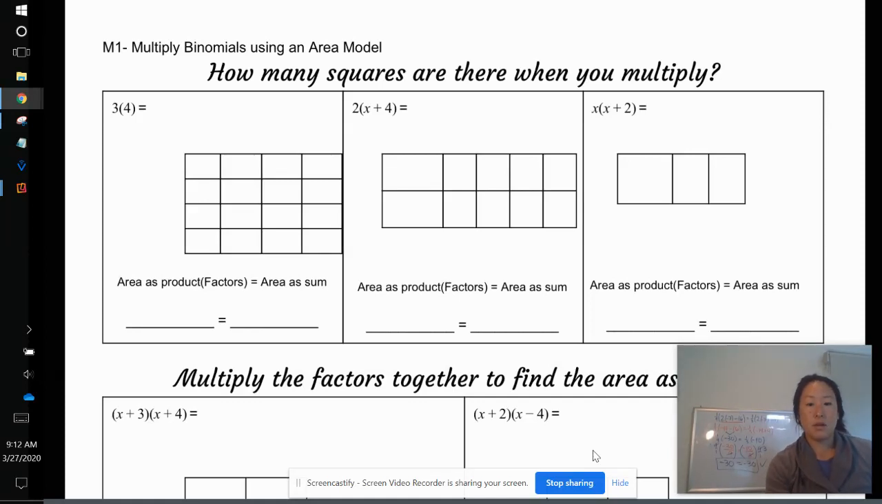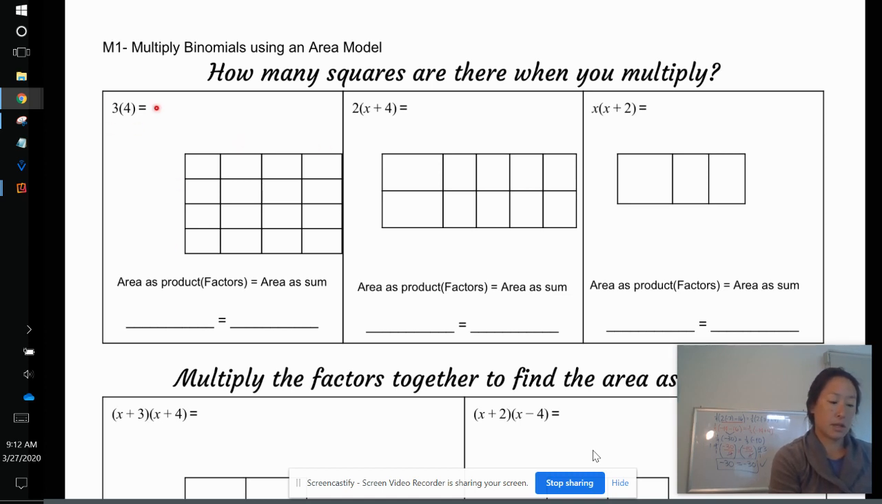Morning, everyone. We're going to do some multiplication of binomials today, but in order to do that, we need to practice some area model stuff. So here we go. We're going to use this 3 times 4 to model what an area model looks like.